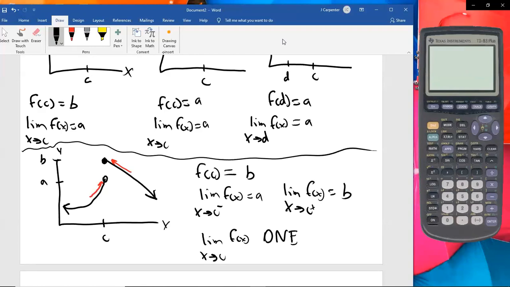So in calculus, very often we're interested in what we're approaching and not what the actual value is. It's great when they're the same thing, but they don't have to be the same thing.